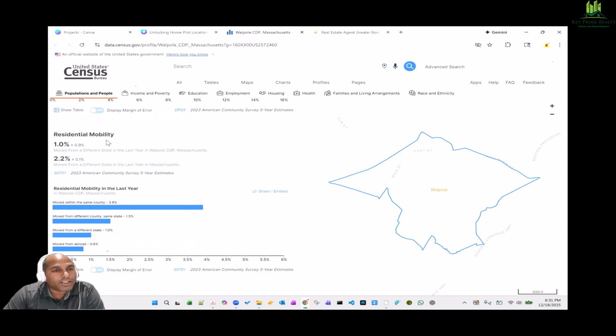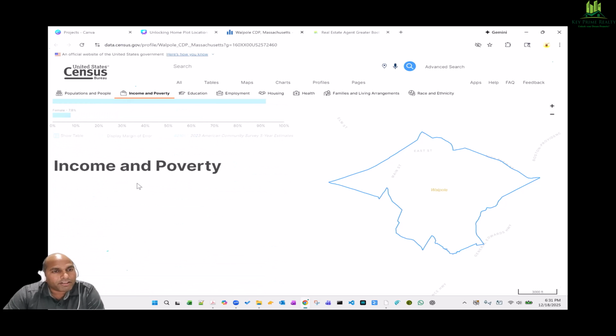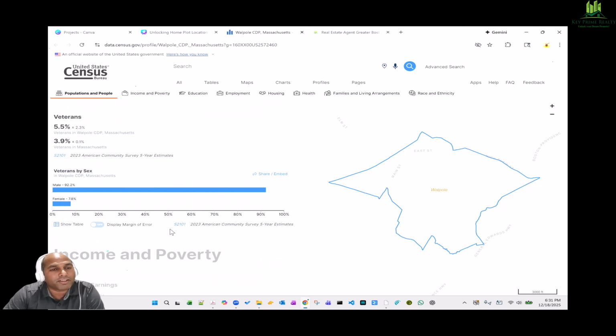Residential mobility actually tells us how many people have moved into the city. And then veterans. If there is a business owner who is looking at VA loans, then it'll be helpful to see how many veterans live in the town.